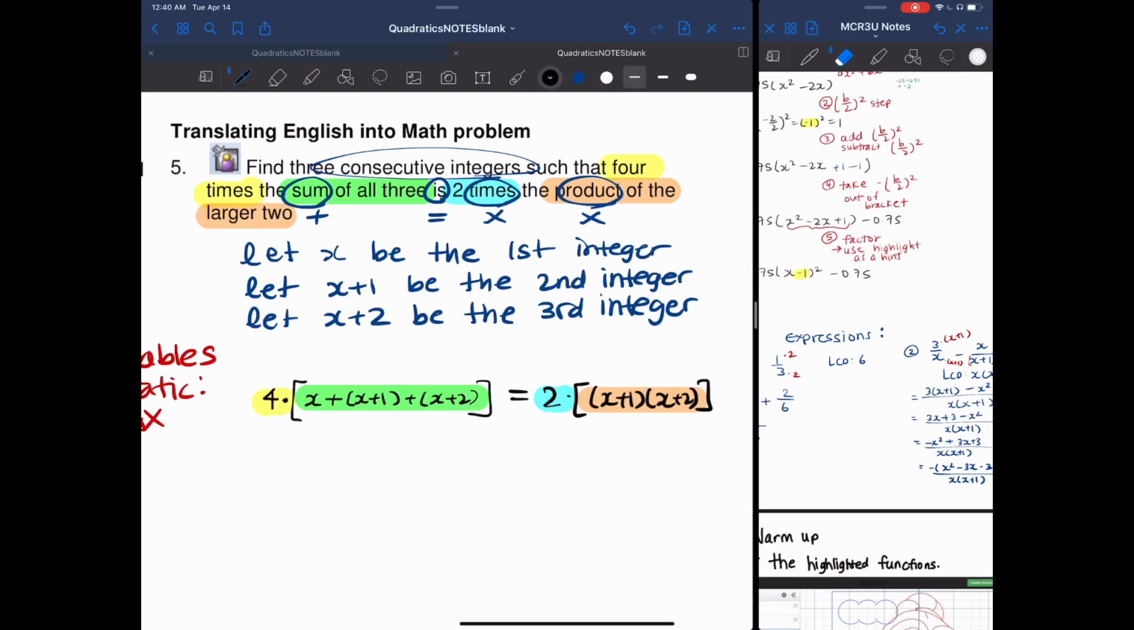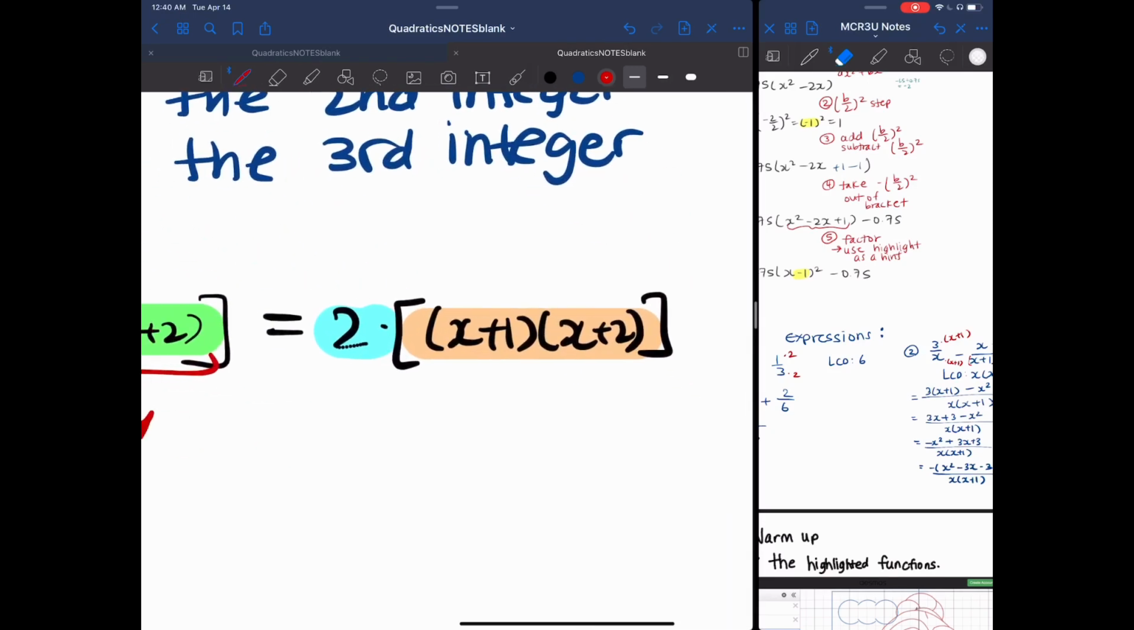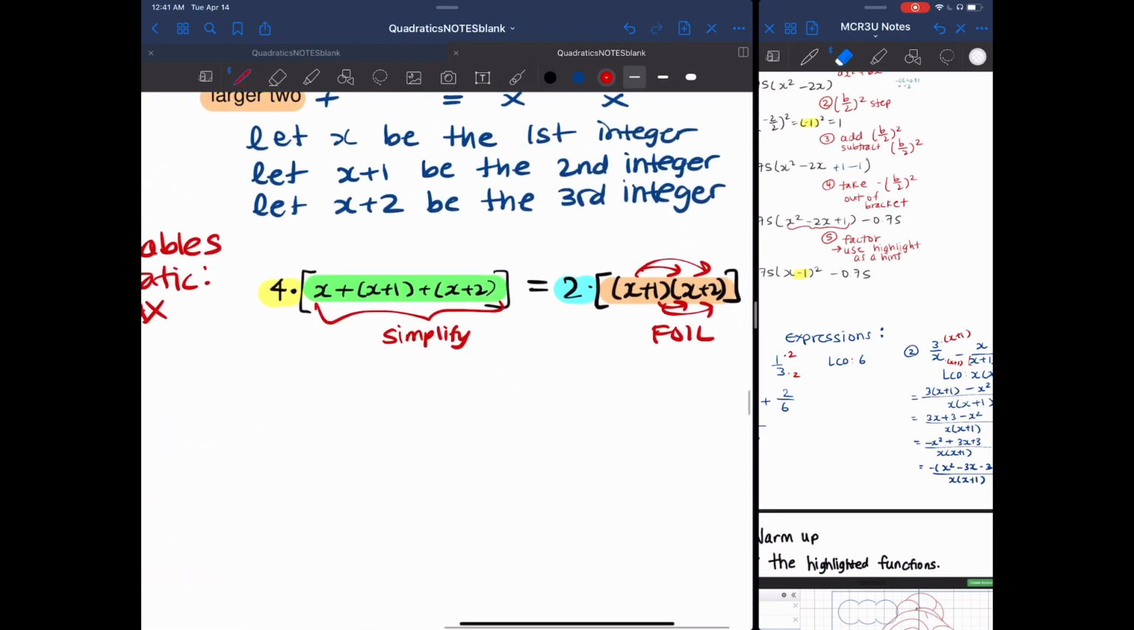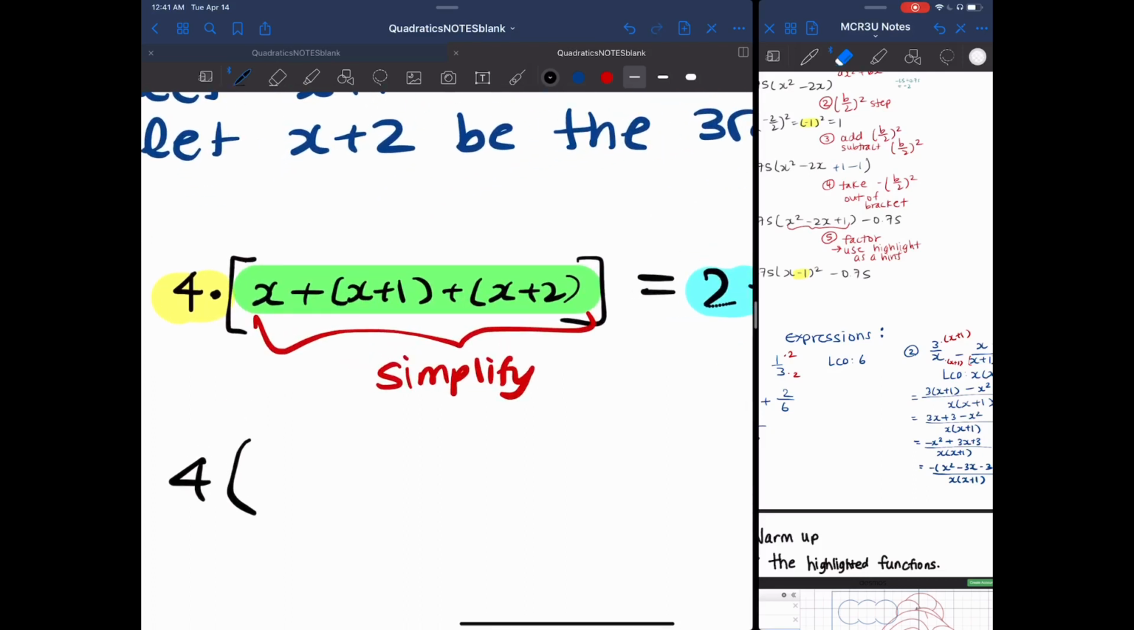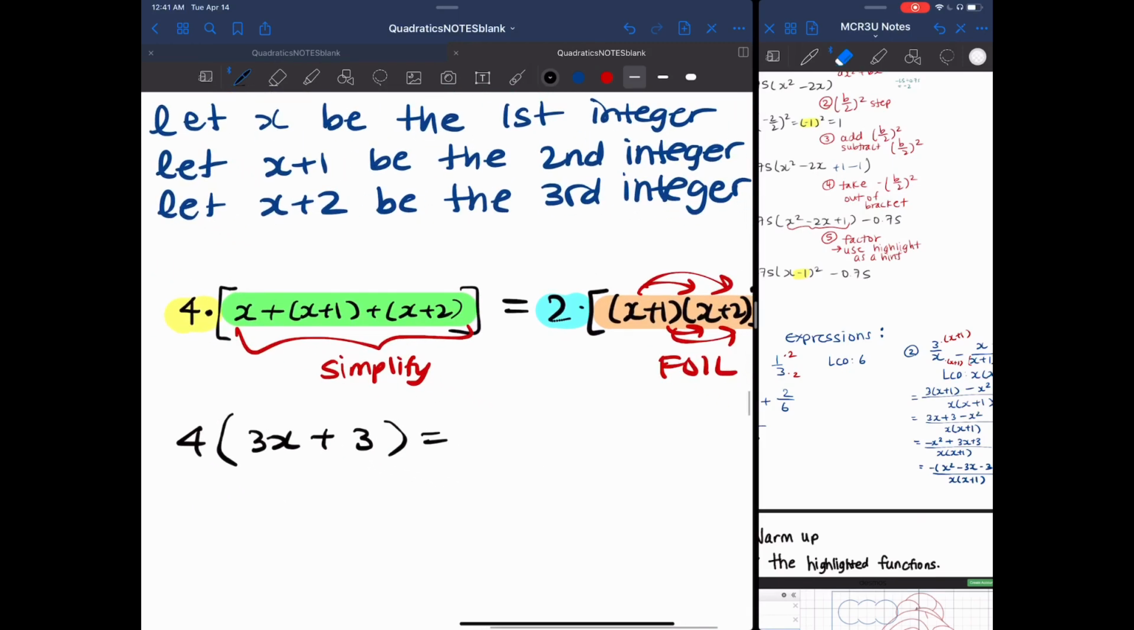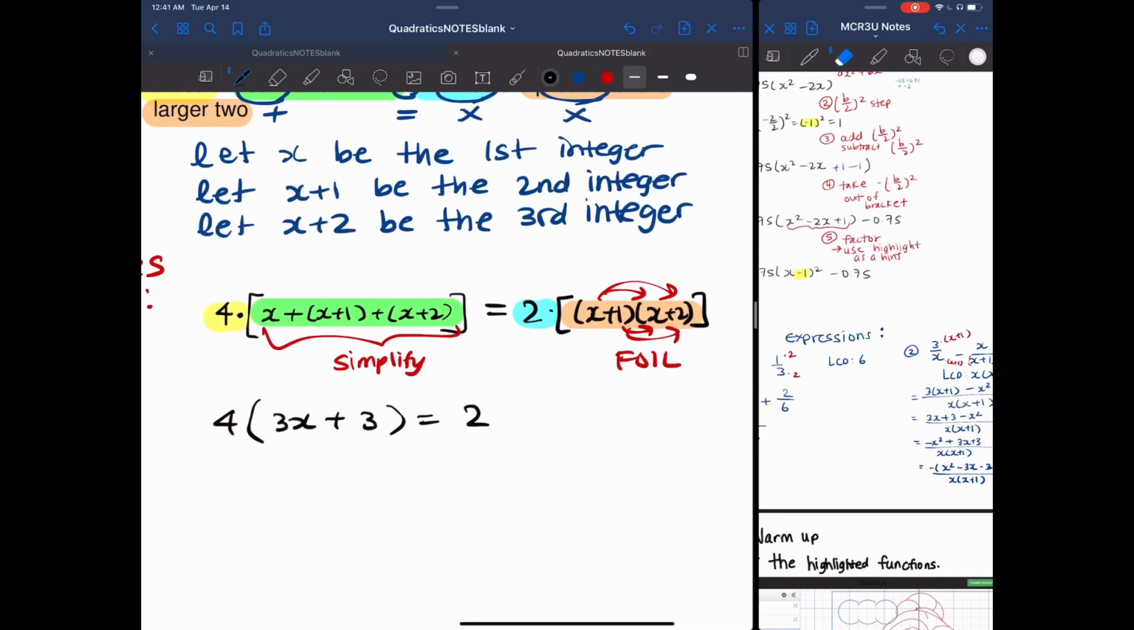There are parts that simplify. This simplifies. This, what happens to that? Well, there's FOIL going on, distributive property. So we got to simplify. So we have the 4, x plus x plus x. There's brackets, but they're all being added. So that's 3x. 1 plus 2 is 3. Close brackets, equals. All right, so 2 bracket.